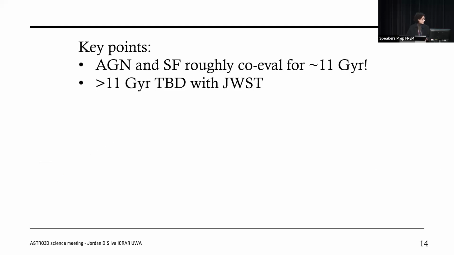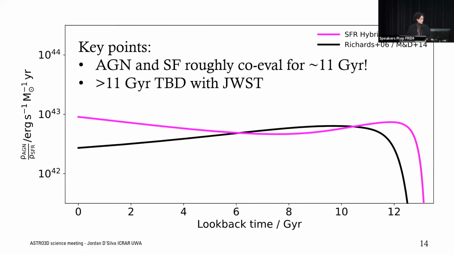Okay, so some key points. So basically, we found that AGN and star formation activity has been roughly coeval for the last 11 billion years. And I guess going forward, what we'll do is we'll try and look at this interface of star formation and AGN activity in the first galaxies to have ever formed with JWST, that formed within the first few gigayears after the Big Bang.